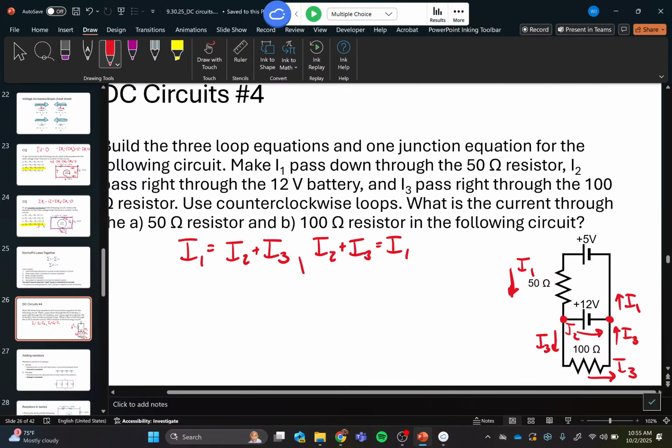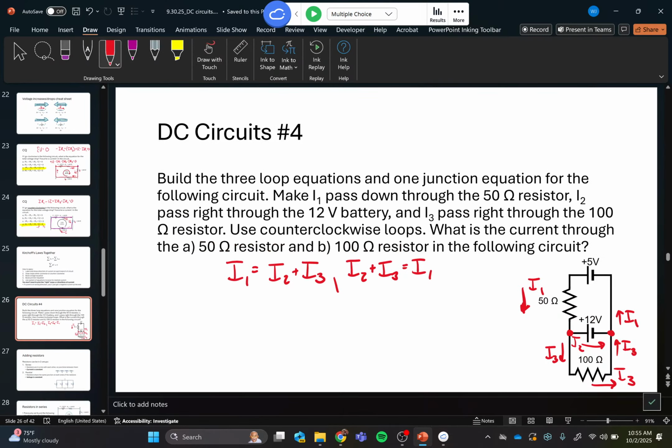Why is I1 doing the loop thing? Oh, yeah, in the problem, it says I1 is going down through the 50 ohm resistor. So how does that get to the right? Yeah, that's a good question.